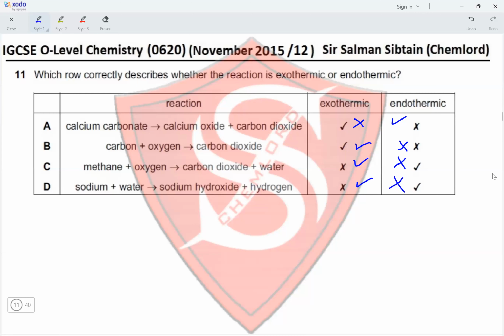So out of the four given reactions, the one with the correct enthalpy change, that is exothermic, is burning of carbon and oxygen to produce carbon dioxide, making option B the correct option for this question.